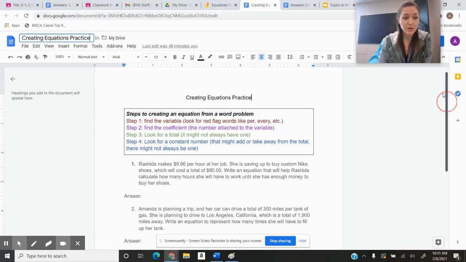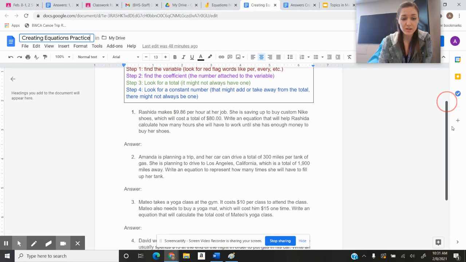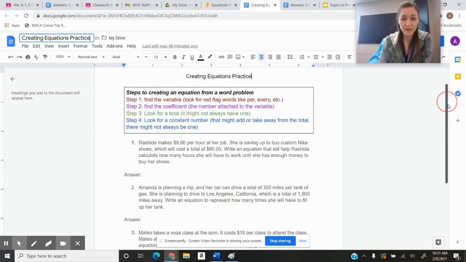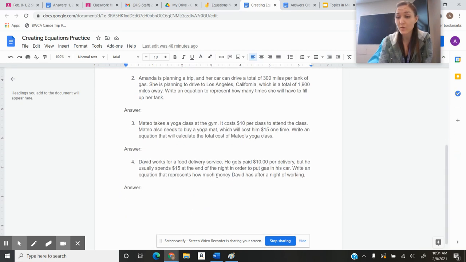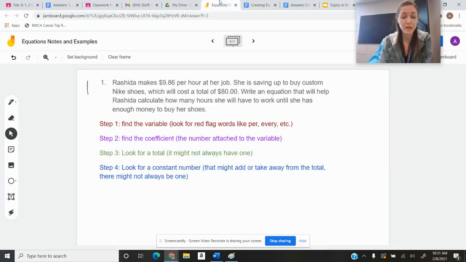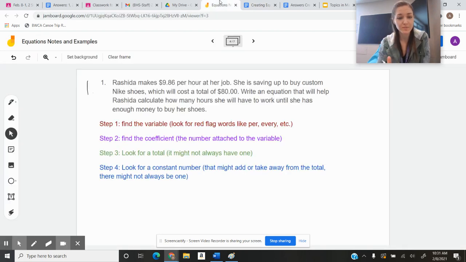Go ahead and open up the Creating Equations practice sheet, and it should look something like this. I have the steps at the top that show you what to do. We're going to go through those steps, and we're going to go through questions 1, 2, and 3, and you'll do number 4 by yourself. So if you're following along, you should get some 3 answers.